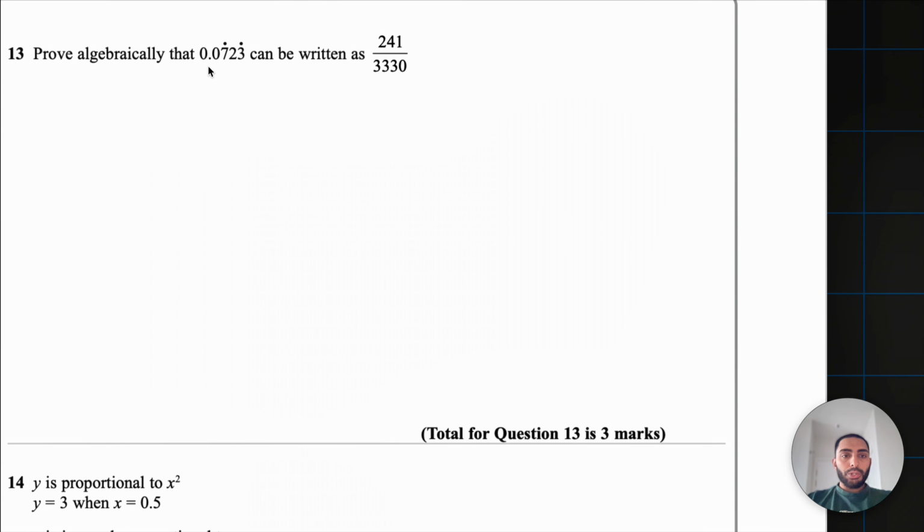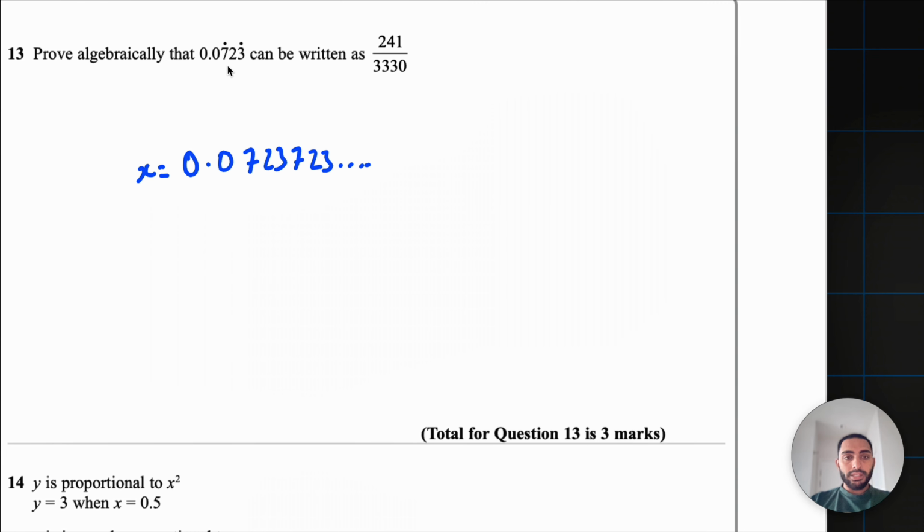Question 13. Prove algebraically that 0.0723, where the 723 is repeating, can be written as 241 over 3,330. So first we're going to make this equal to x. x is equal to 0.0723, and this is the bit that's repeating, so it'd be 723 and it'd go on forever.